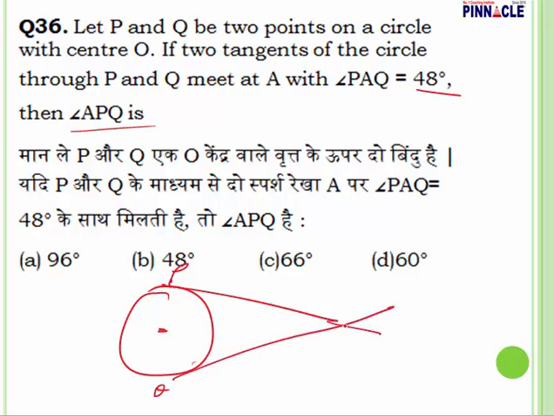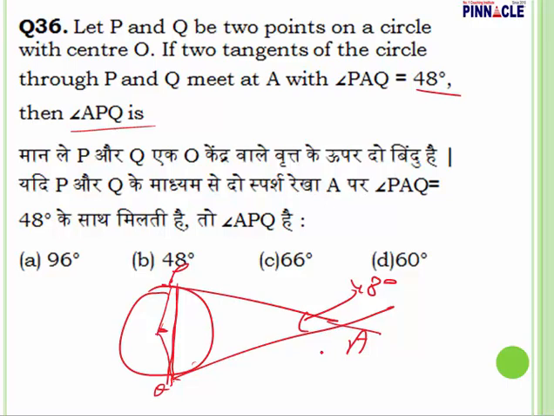meet at A, this is A, PAQ is 48 degree, and then APQ, A, P and Q. Almost a similar kind of question has already come. So A, P and Q, but we have to find the value of this, note this, we have to find the value of this.